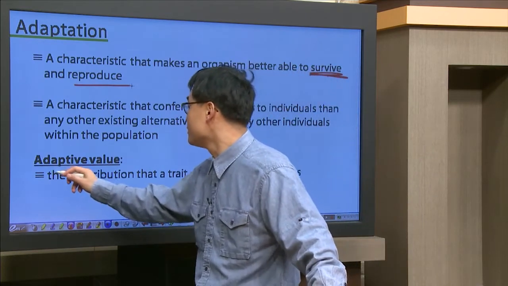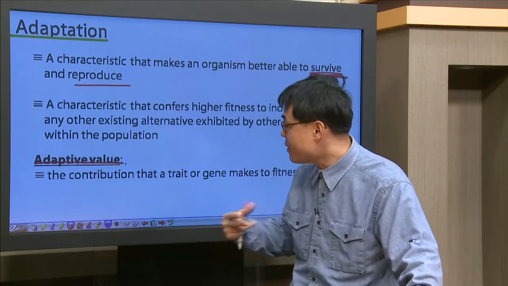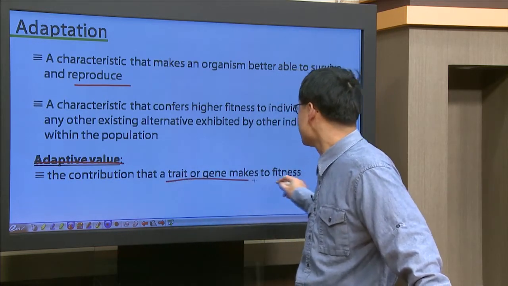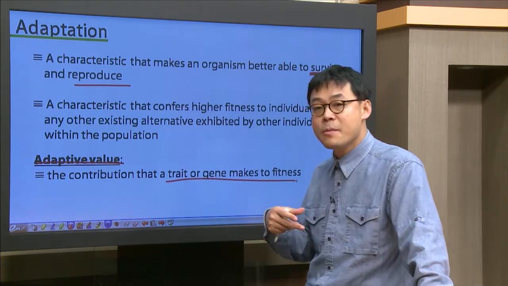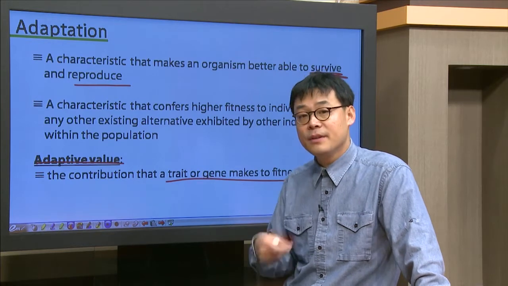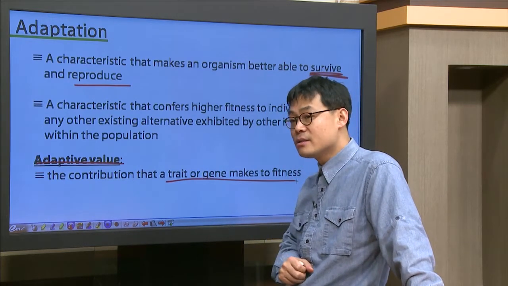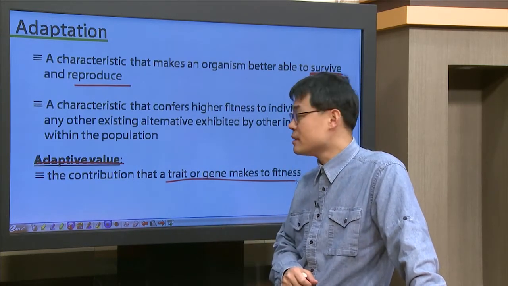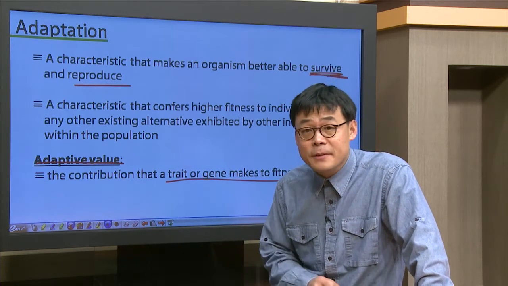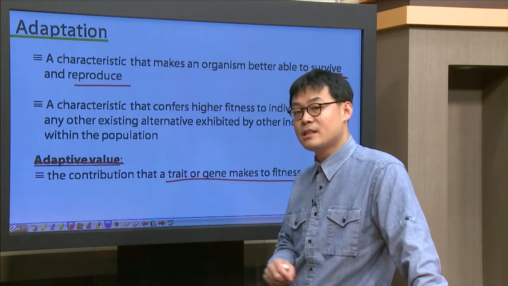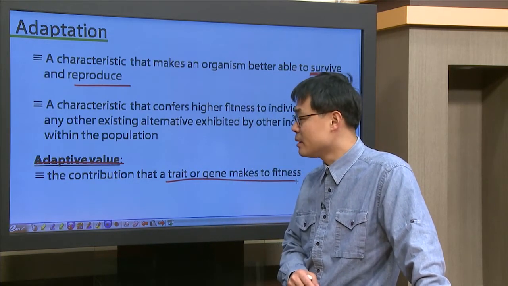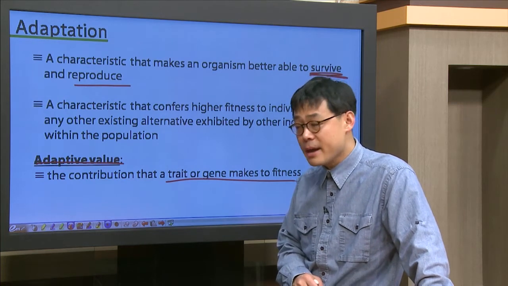We also frequently use the term adaptive value. That's the contribution that a trait or a gene makes to fitness. So we may ask what the adaptive value of infanticide is in male lions. Maybe huge. What's the adaptive value of infanticide to female lions? It may not always be positive because their cubs are killed by the incoming males.